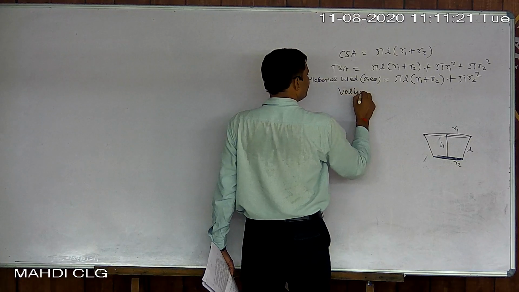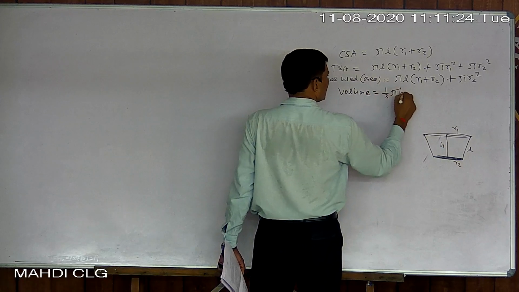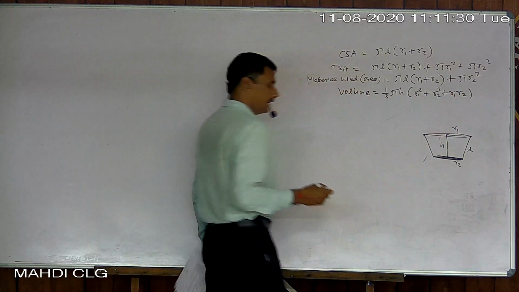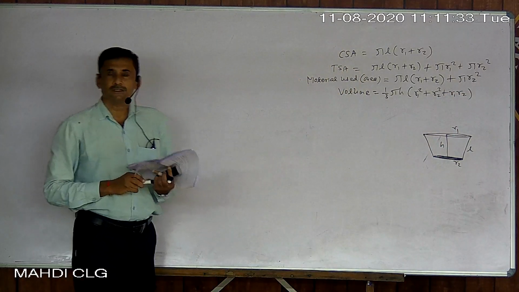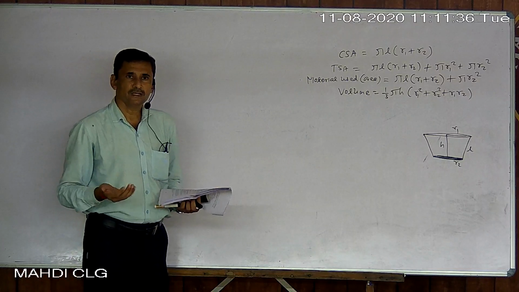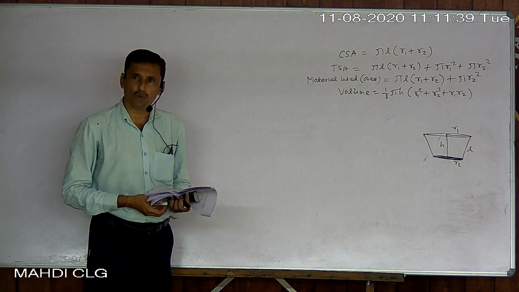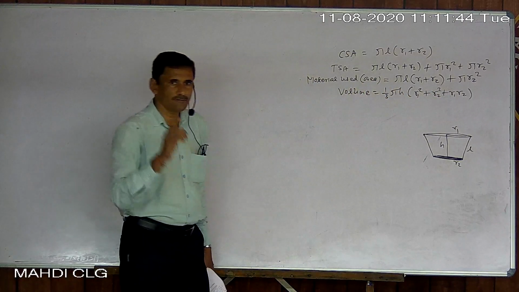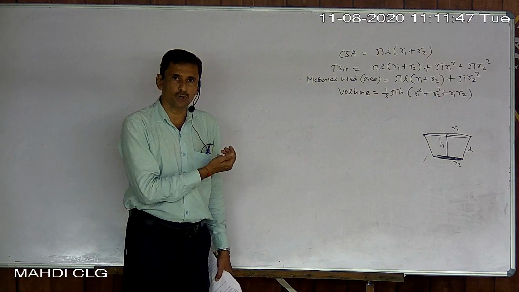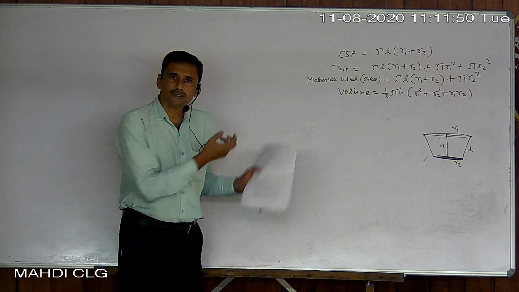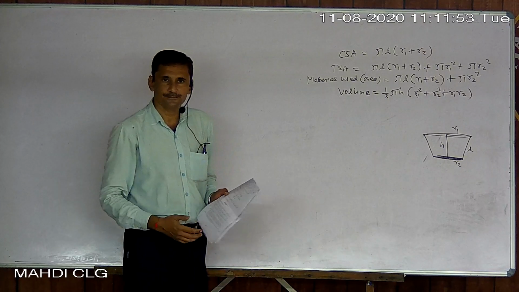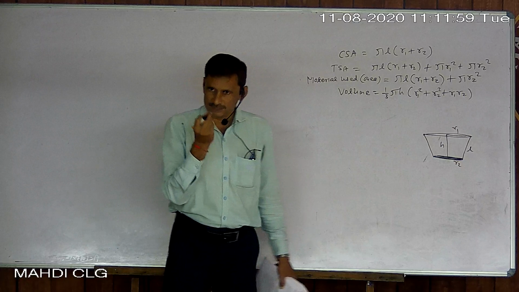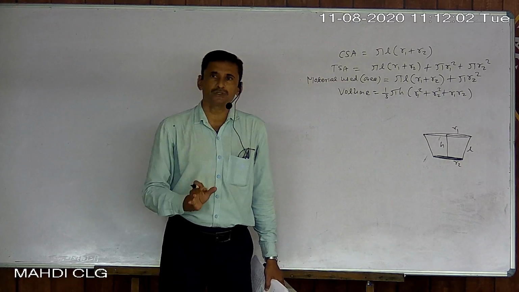So volume will be one third pi H times (R1 square plus R2 square plus R1 R2). Notice many students just mix up this formula. They write this formula wrong. So I will tell you how to remember it. At the very first lecture of this topic, I compared this formula with the formula of cone, and at that time you just replace a single r by 2r. So that also you can remember.